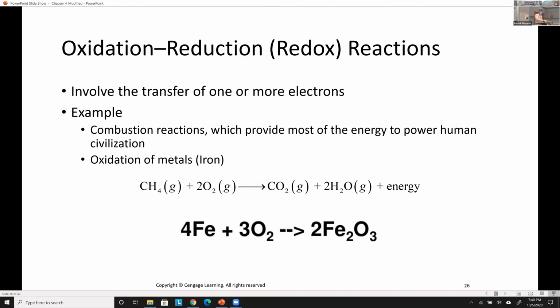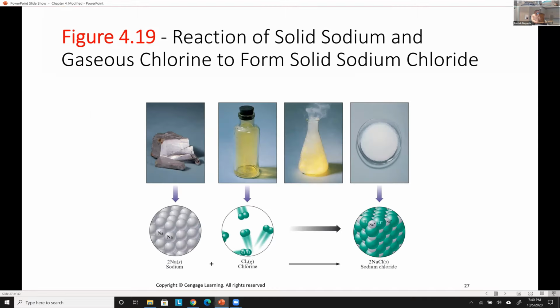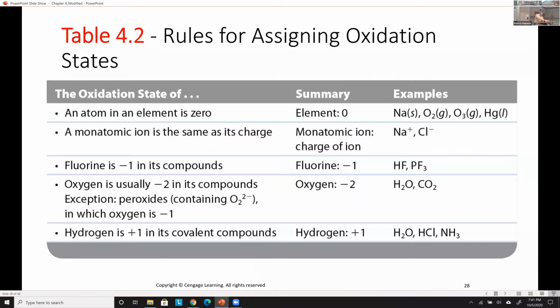So let's continue and learn about them. So here's one. You have sodium and chlorine go together to make sodium chloride. This is an oxidation reduction reaction. And we'll learn how we figure that out. That's what we're going to learn next. And here's exactly how. The way to do that is we're going to assign these charges, or what we call oxidation states, to these elements. An oxidation state is basically the pseudo charge. Let's just call it that and move on.